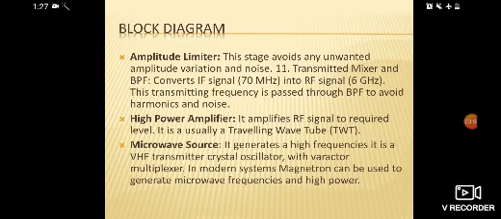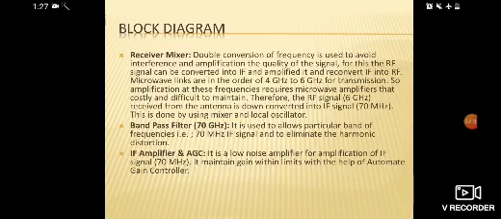And the next one is the microwave source, which is going to be used to generate high frequencies in the range of VHF. When we are using this, it has a separate oscillator that we call the VHF transmitter crystal oscillator, with a varactor multiplier. That means it will generate high frequency signals in the VHF range, and for that we require a VHF transmitter crystal oscillator with the help of a varactor multiplier.